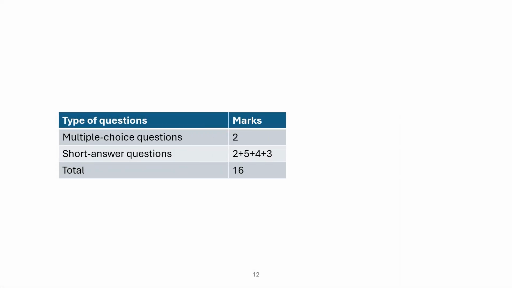In light as a wave, 2 multiple-choice questions are worth 2 marks, and 4 short-answer questions are worth 14 marks. The overall score for this section is 16 marks. With a total possible score of 130 points, the percentage for this section is 12.3% of the total score.